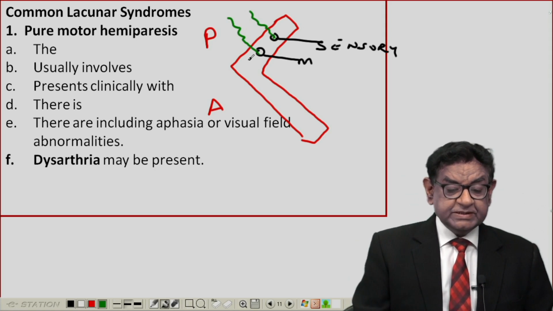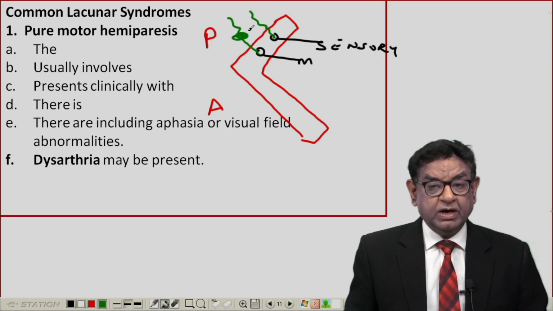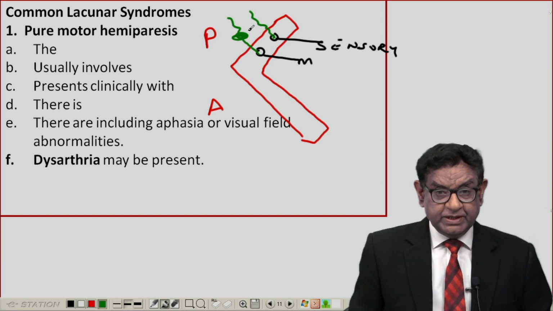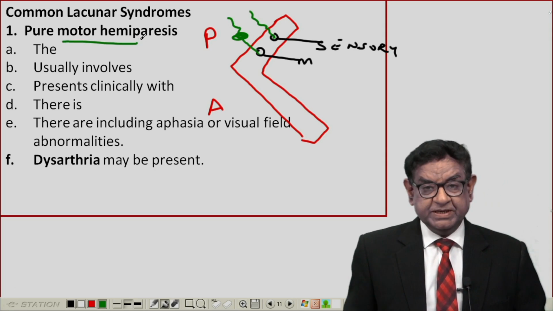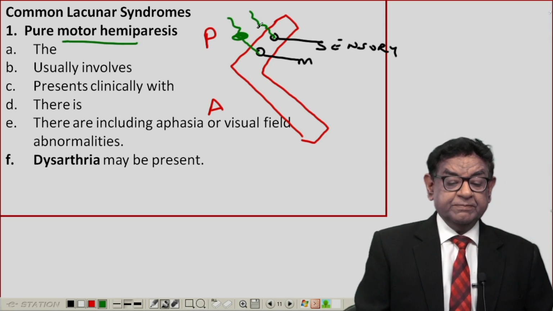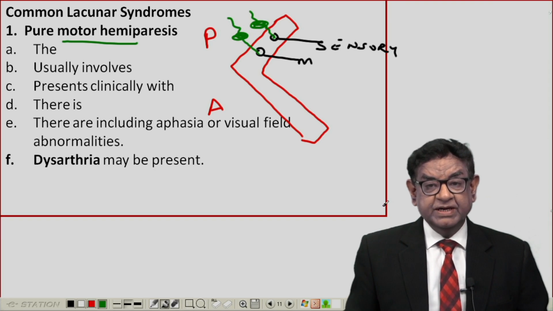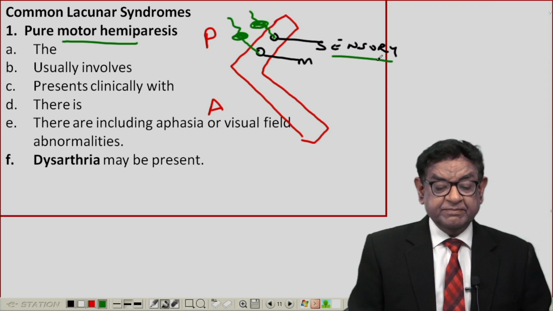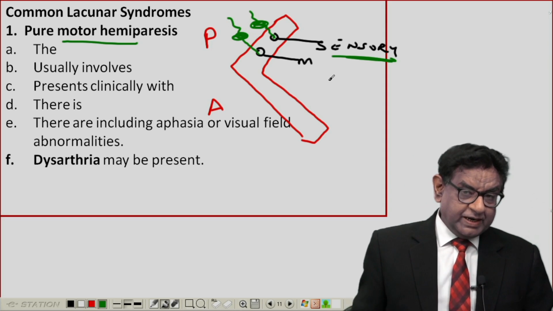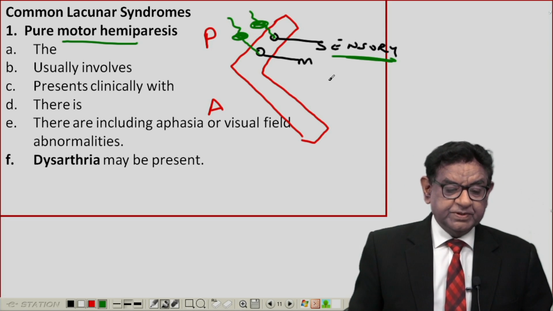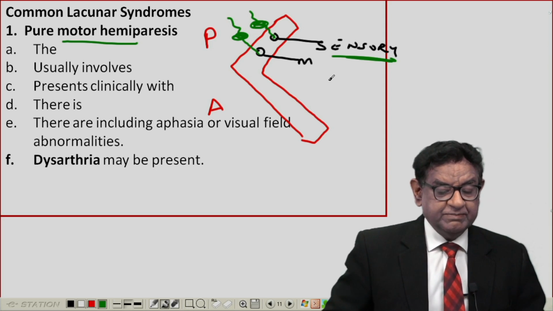We have one vessel which supplies the motor, and one which supplies the sensory fibers. So, if this small vessel which is supplying only the motor fibers is involved, the patient will have pure motor hemiparesis. Similarly, if this vessel is involved, it is going to have pure sensory manifestation, about which I am going to talk soon. So, now you understood why the patient will come with only pure motor hemiparesis.